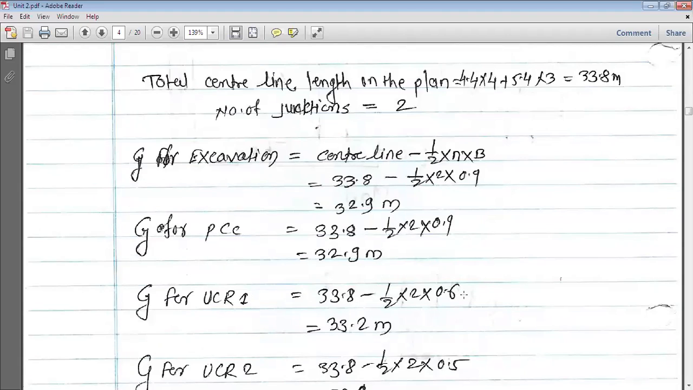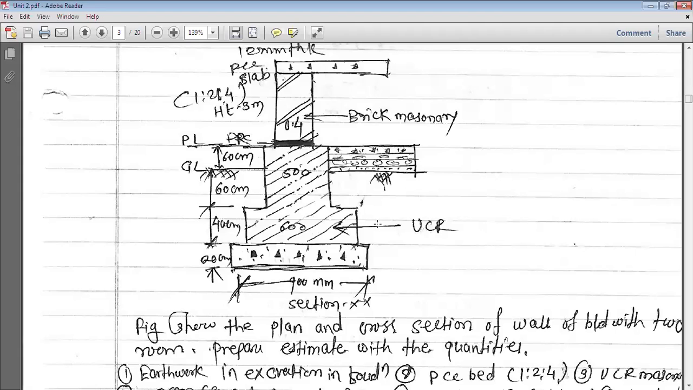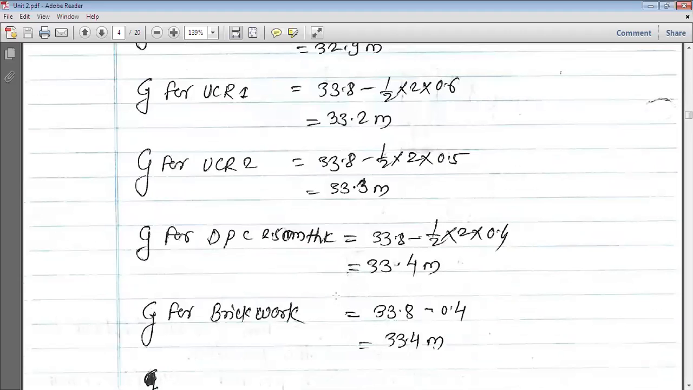Then for the UCR, we have calculated the center line length, which comes to 33.2 meters. By using the same formula, center line length minus 1/2 n into b, where b is the width. For UCR1 the width is 600 mm, that is 0.6 meter, and for UCR2 the width is 500 mm, that is 0.5 meters. Then for your brickwork, the width is 0.4. That is what we have mentioned for the DPC and for the brickwork central line length.